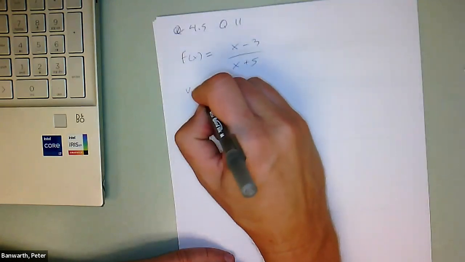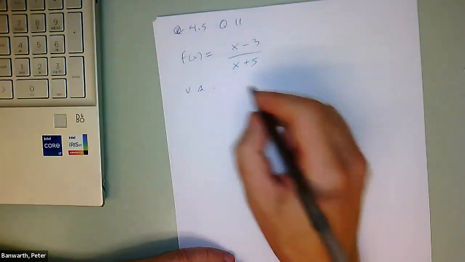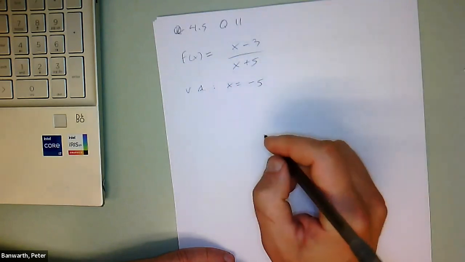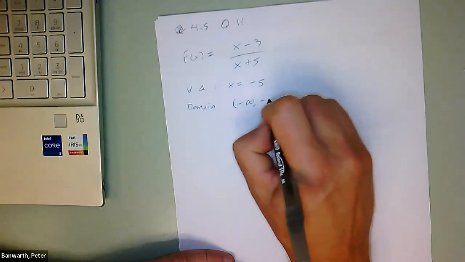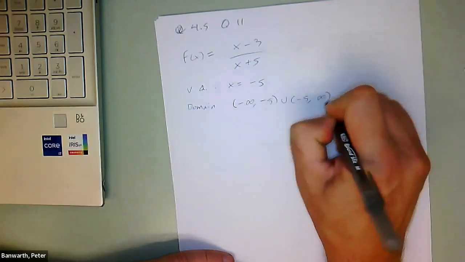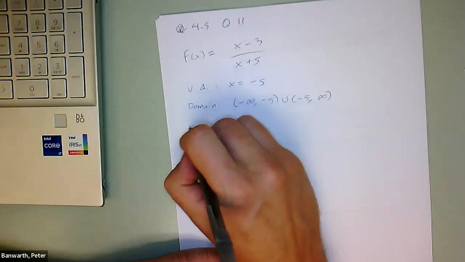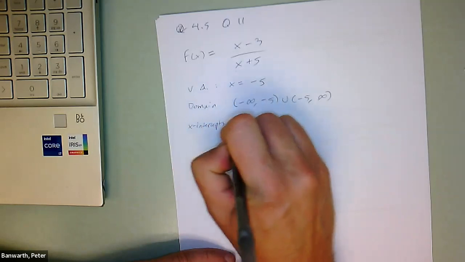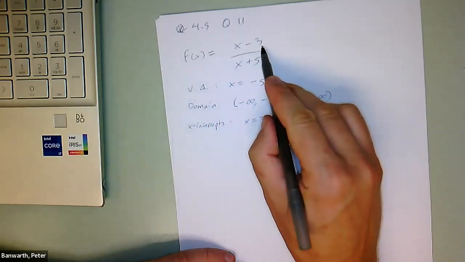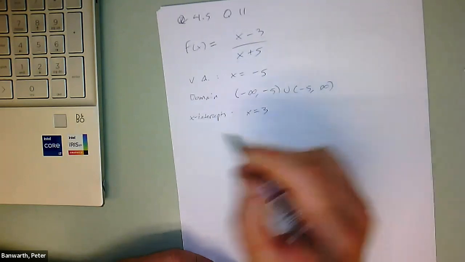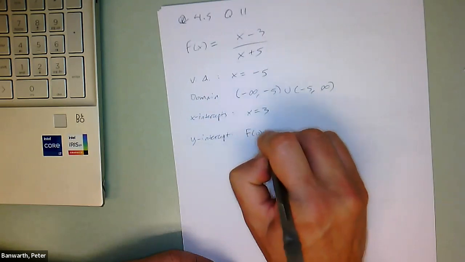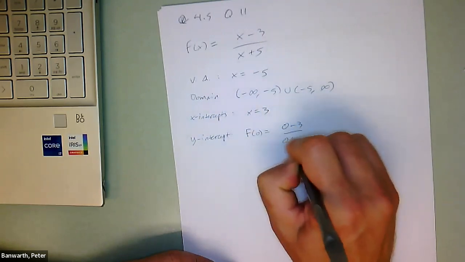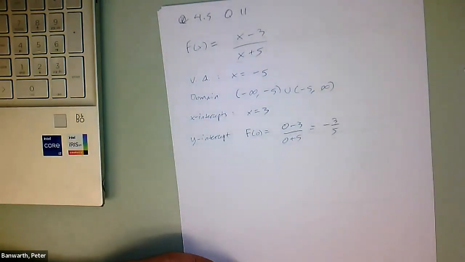So start with vertical asymptotes. That's where the denominator would be 0. So x equals -5. So my domain is everything except those problem areas, so I'll have to cut out the -5. My x-intercepts are where the numerator is 0. If you want to know the y-intercept, just plug 0 in. Usually we can figure that out pretty easily from a rational function.